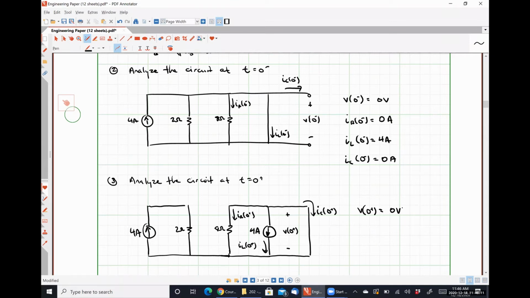V at 0 plus has to be 0 volts because the voltage drop over the capacitor cannot change abruptly. IL at 0 plus must continue to be 4 amps because the current through an inductor cannot change abruptly. IR at 0 plus is going to be 0, because there's still that short circuit on the right-hand side. So none of the current will branch off and flow through the resistor. IC at 0 plus is going to be negative 4 amps, because IC is defined as the current flowing from top to bottom. So this 4 amps is going to flow from bottom to top, so it's negative 4 amps.